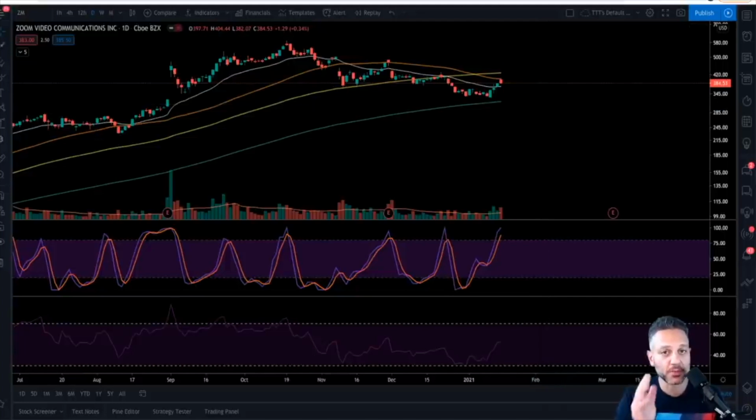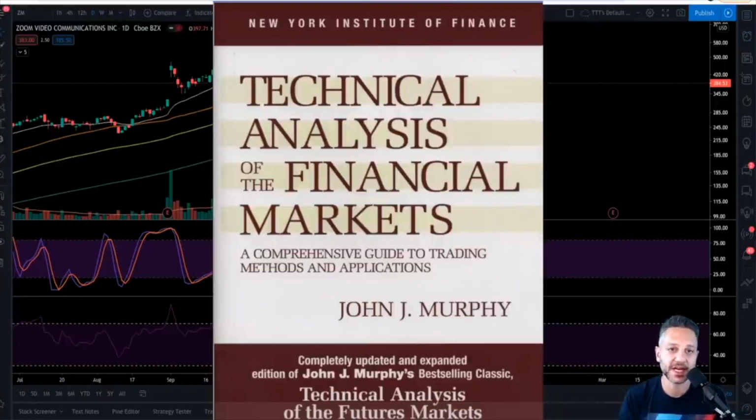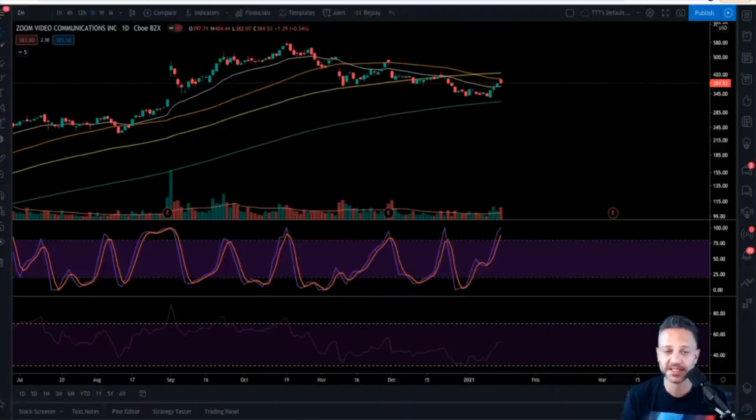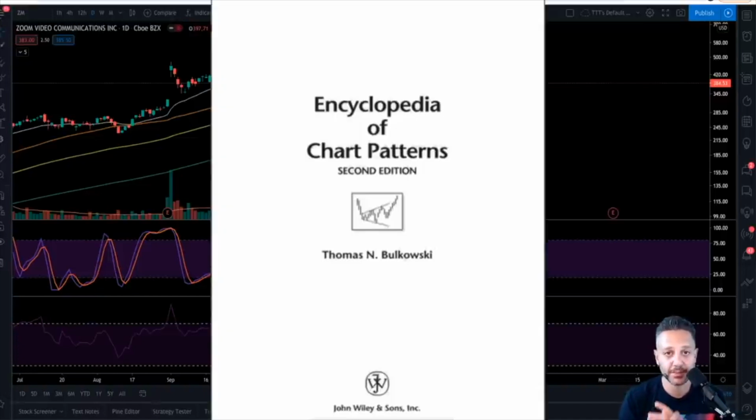There are two books that I really love. They're like the Bibles of technical analysis. You don't need books, but if you are the type of book learner, there's one called Technical Analysis of the Financial Markets. And the author is John J. Murphy. Amazing book. The other one is called Encyclopedia of Chart Patterns by Bulkowski.